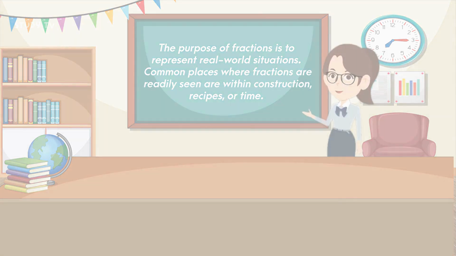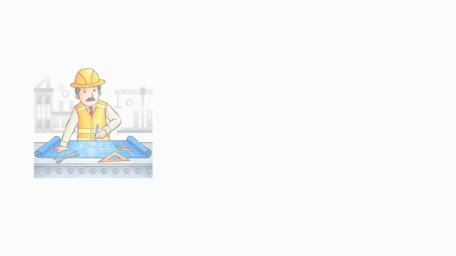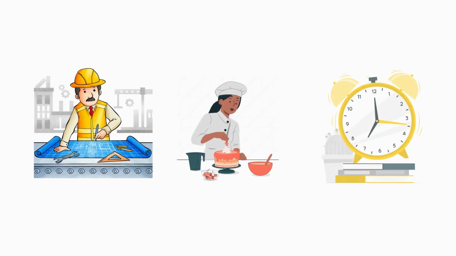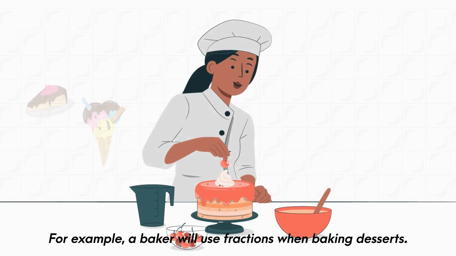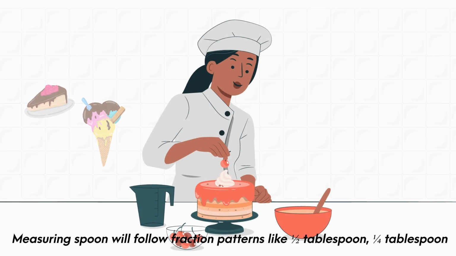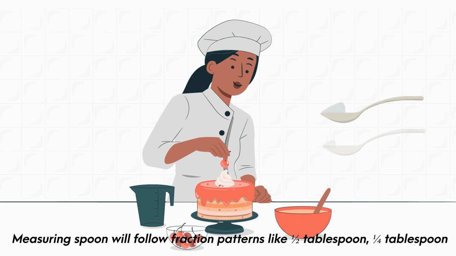Common places where fractions are readily seen are within construction, recipes, or time. For example, a baker will use fractions when baking desserts. Measuring spoons will follow fraction patterns like 1/2 tablespoon, 1/4 tablespoon.